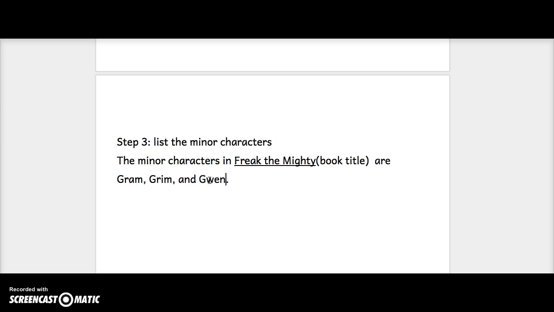Gwen is another character. I could keep this list going on. I think Tony D is another minor character. Killer Kane is a minor character. These are all characters that are important, but they're not in the entire story. They're just in parts of them.